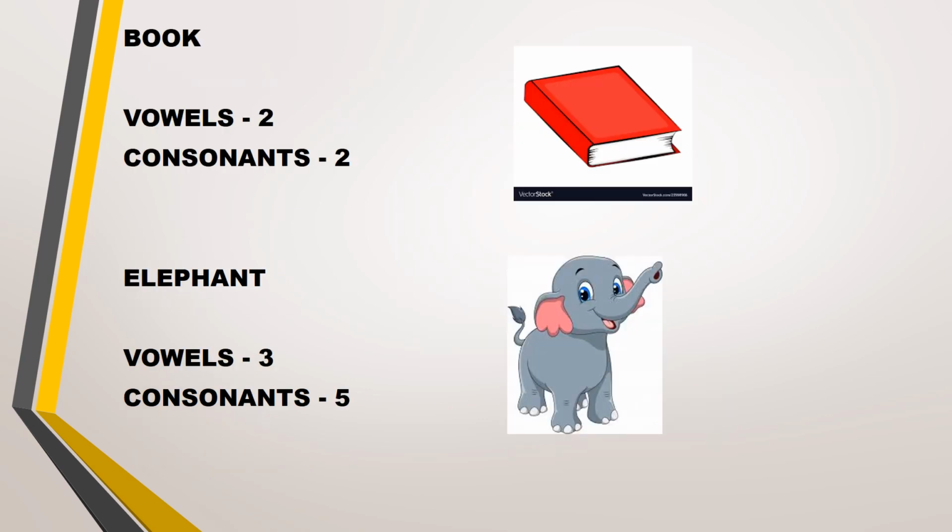Book. Vowels 2. In the book we have 2 vowels, that is double O. Consonants 2, B and K. Elephant, picture. So vowels we have 3. So identify the vowels here. E, E and A. Consonants there are 5. Okay, L, P, H, N and T.